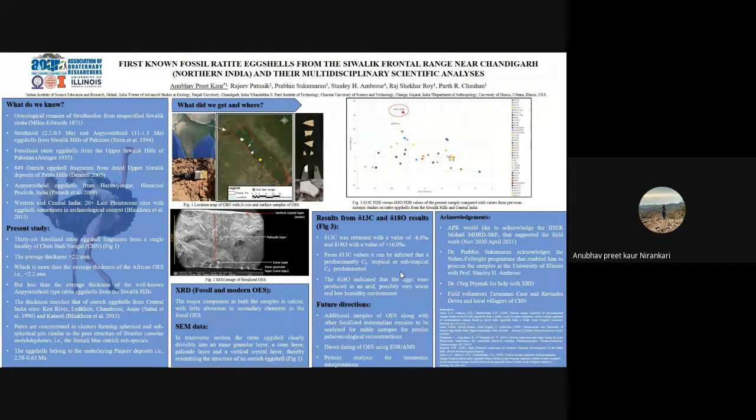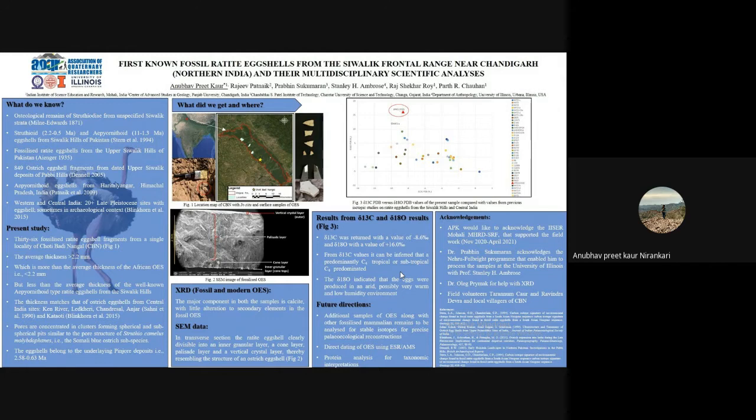Then these samples were also analyzed for carbon 13 and oxygen 18 isotopic results. The carbon 13 returned a value of minus 8.6 per mil, whereas the oxygen 18 returned a value of positive 16.0 per mil, which is very high for the known ranges of Shivalik eggshells, or basically ostrich eggshells from all over India. A similar high oxygen 18 value was also observed in a single specimen from Katauti, which dates to the late Pleistocene.